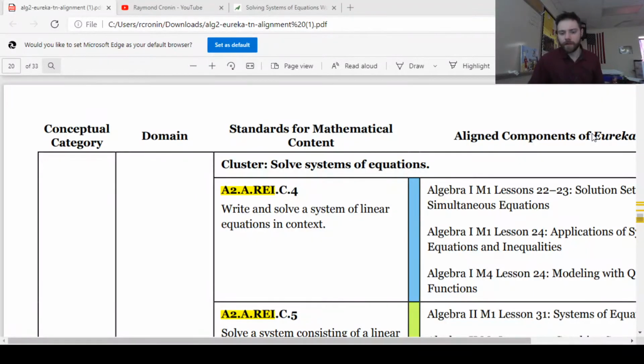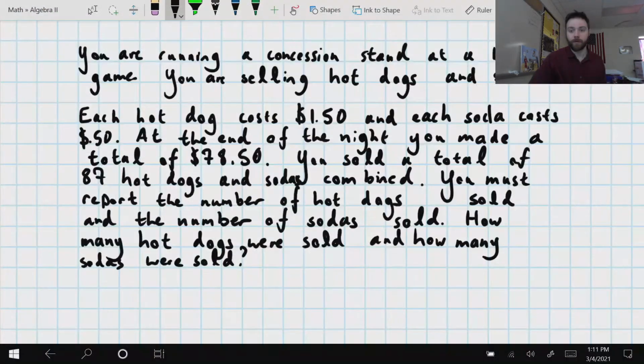Okay, so the point of this is actually to figure out how to write and solve a system of linear equations in context. So whenever you are using these three methods that we have in this unit, either graphing, substitution, or elimination, your goal is to write out a system of equations and solve them in context. So contextual problems are normally word problems.